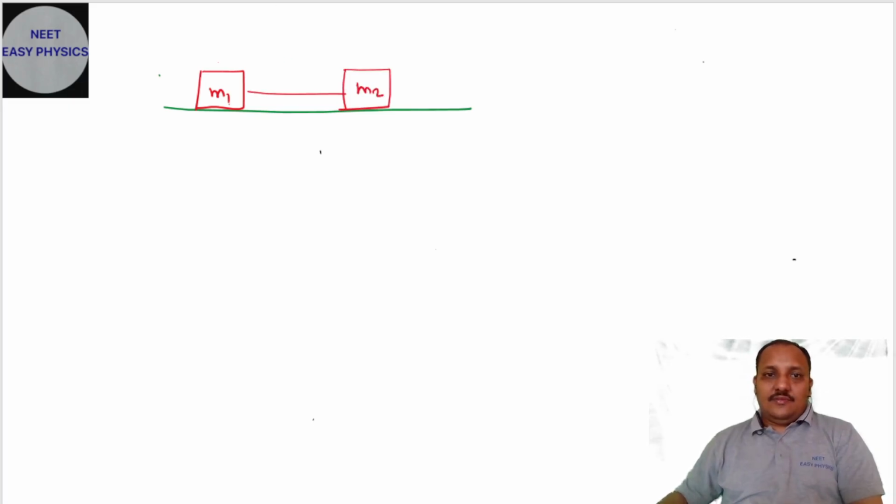In this class, we'll discuss objects connected by string on a horizontal surface. If you take two objects, M1 and M2, connected by a string, and you apply force F on this, what is the acceleration of these objects? They will ask. So acceleration is equal to net force by net mass: a = F/(M1 + M2).